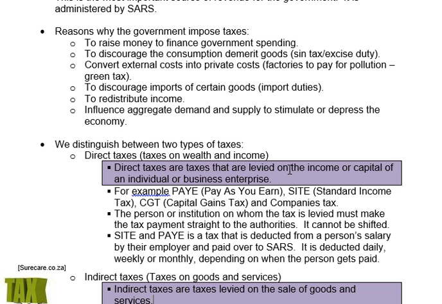All right. The third reason there is to convert external costs into private costs. You will not understand this one at this stage. We are going to look at external costs and private costs in chapter 8. I'm not going to explain this now because you're not going to understand it right now.